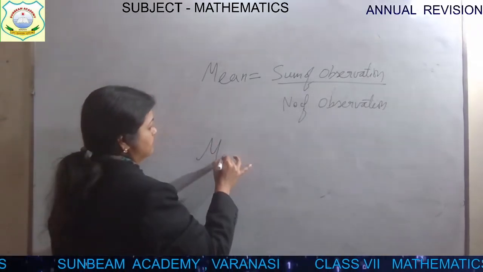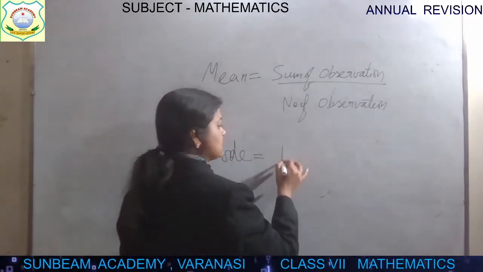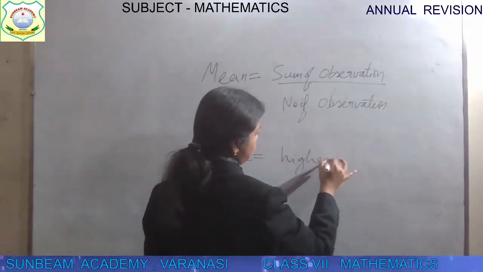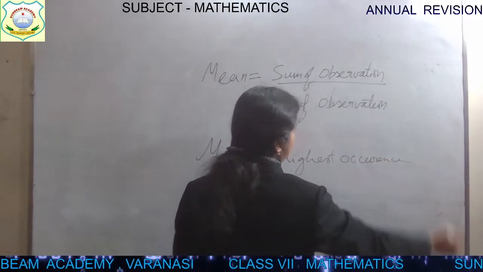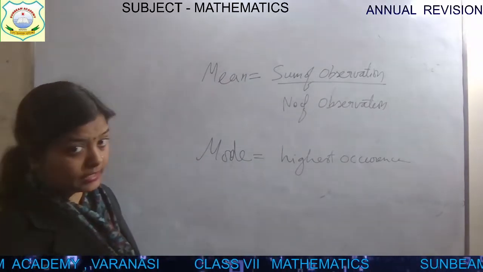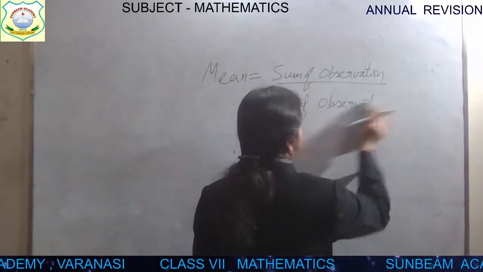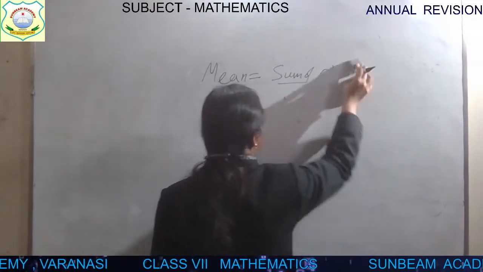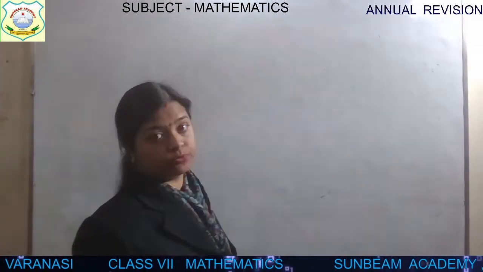For mode you will look for the highest number of occurrence. The highest occurrence of the data is the mode. Okay, जो सबसे ज़्यादा बार आया है, the observation which comes often. It may be 1, it may be 2 also.